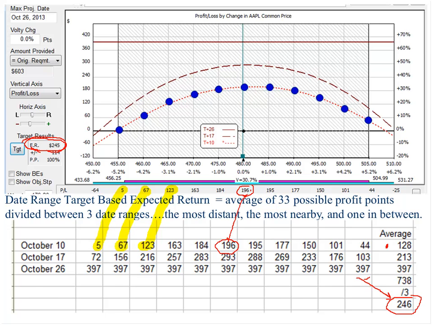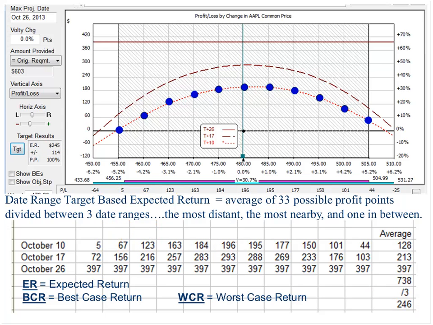Now, here are some concepts. I told you there were 3 concepts we needed. Expected return, which is what TradeFinder is going to really rely on. And then in our ranking, we need to understand best case return and worst case return. Here's what we do to find those, and TradeFinder really uses this a lot.